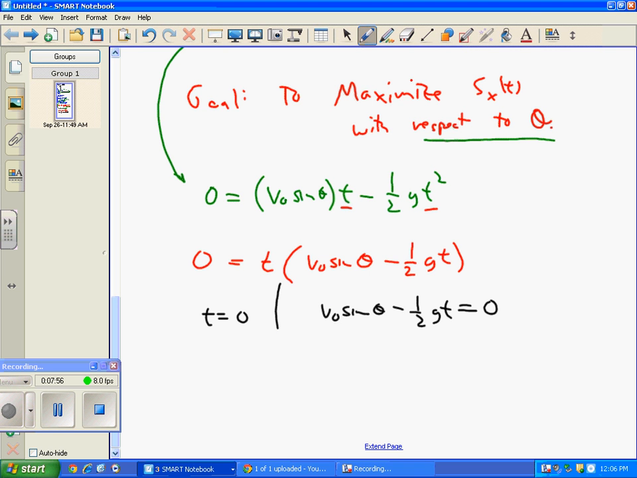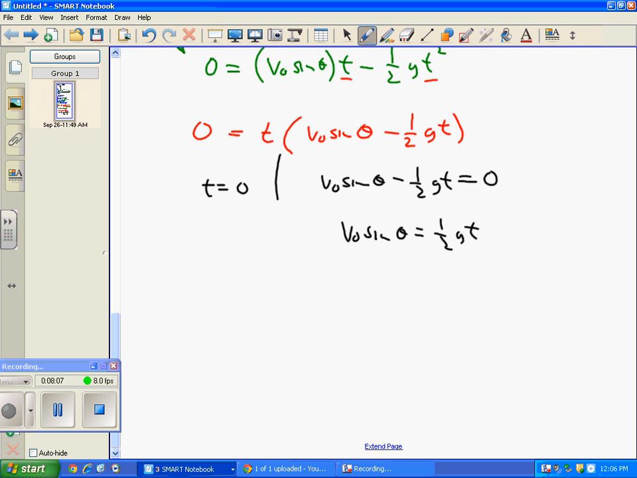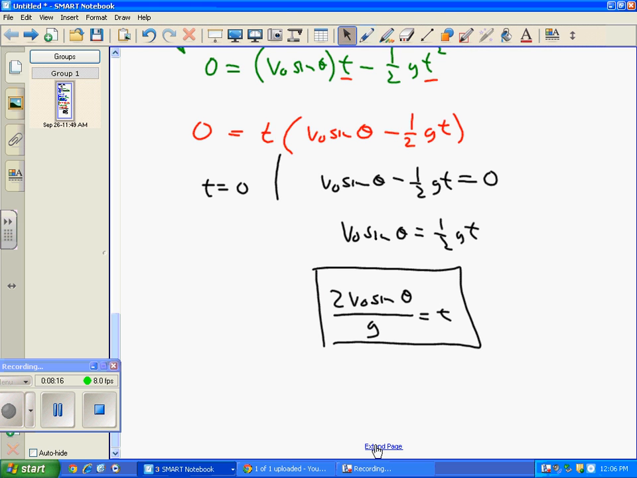We just need to solve that. So v0 sine of theta equals 1/2 gt. Multiply by 2 over g on both sides, and you get 2 v0 sine of theta over g equals t. That's the time I'm interested in. This is the time when that object's going to hit the ground again. So let's keep in mind our goal. Our goal is to maximize the horizontal distance traversed.